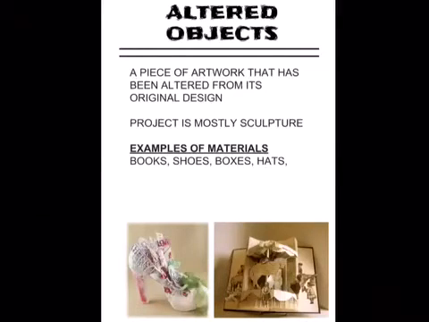Altered objects are a piece of artwork that has been altered from its original design. For example, if you were altering a book, it would still look like a book, but then the overall image would not appear to be very book-like. So for example, on the bottom of this screen, there is a book. It still looks like it's a book, but it kind of looks like a merry-go-round.